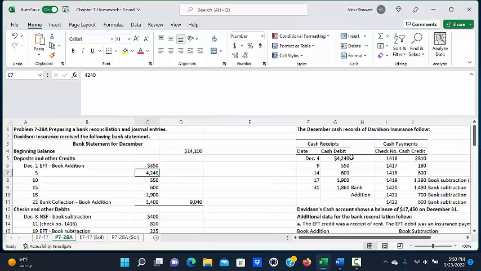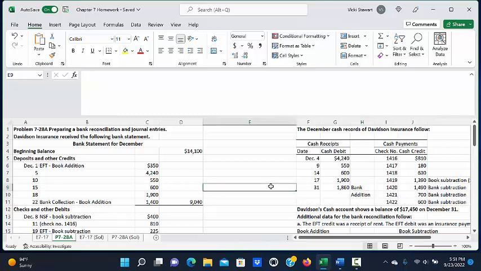So we see that the $4,240 deposit, the $550 deposit, the $600 deposit, and the $1,900 deposit that are recorded in the books have been recorded in the bank statement. But we see that the last deposit that we made for the month on December 31st of $1,860 has not made it into our bank statement. It's not shown. So that amount will be included on the bank side of the reconciliation as an addition.